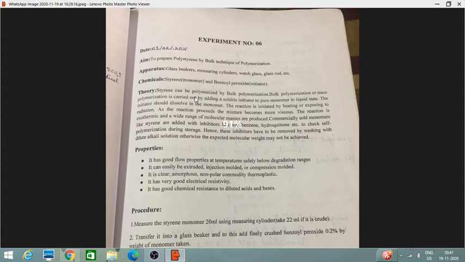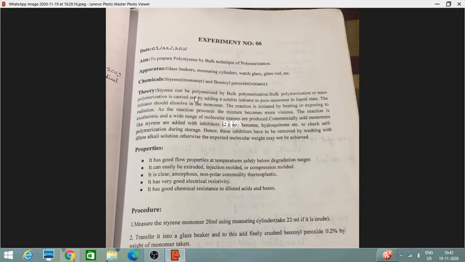Theory. What is the theory behind this experiment? Styrene can be polymerized by the bulk technique of polymerization. Bulk polymerization, also called mass polymerization, is carried out by adding a soluble initiator to pure monomer in liquid state. The initiator should dissolve in the monomer. The reaction is initiated by heating or exposing to radiation. As the reaction proceeds, the mixture becomes more viscous. You know the viscosity problem of bulk polymerization, already explained to you. The reaction is exothermic and a wide range of molecular masses are produced.